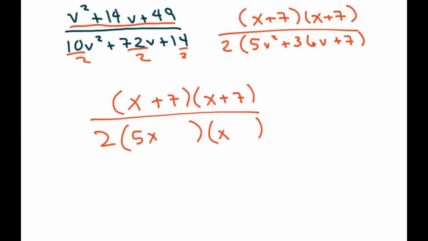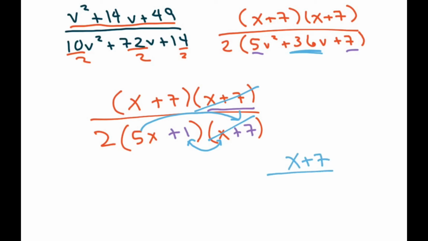And I know one has to be 7 and 1, because both of these, 5 and 7, are prime numbers. So I'm going to go ahead, since I know the assignment is to reduce, and try the plus 7 here. And if this was plus 7, this would have to be plus 1. And I'm going to check to see if I get a 36. This would be 35x, 5x times 7, plus 1. And that would be 36. So that works. So we cross that out, and we get x plus 7 over 2 times 5x plus 1.